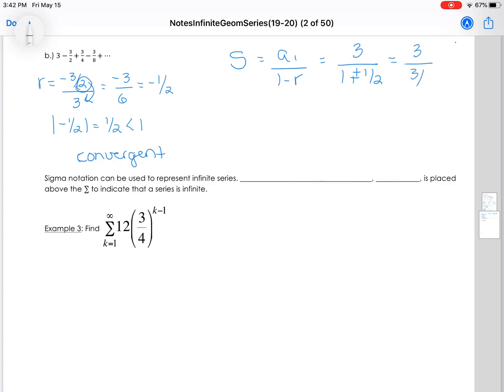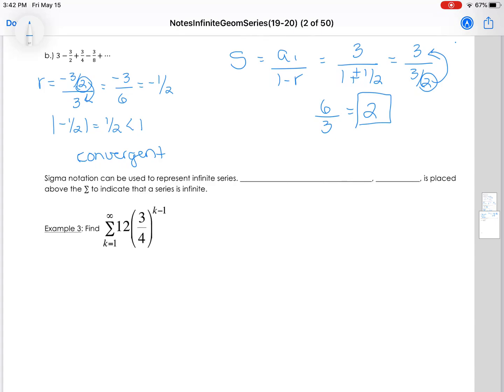1 and 1/2 makes 3/2. So you have 3 over 3/2. That extra fraction is in the bottom, so we have to move that 2 up. And we end up with 6 over 3, which when we reduce that, we end up with the sum of 2. So the sum for that particular series is going to be a nice number of 2.